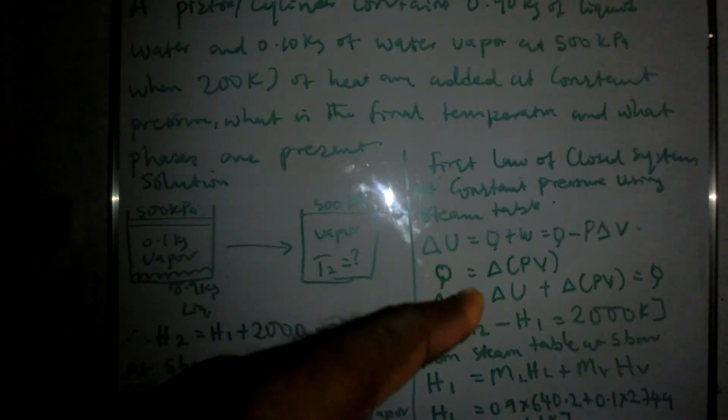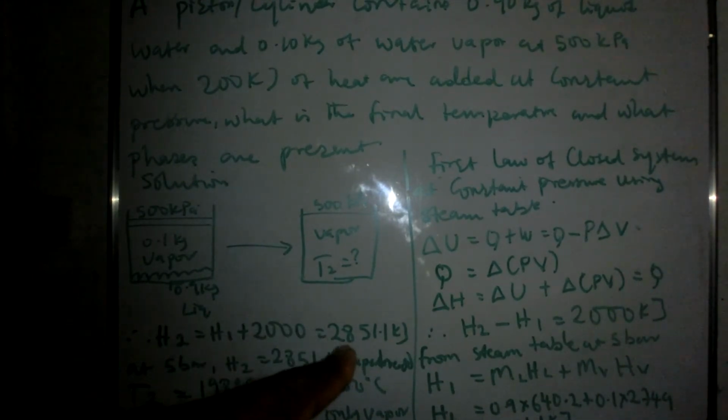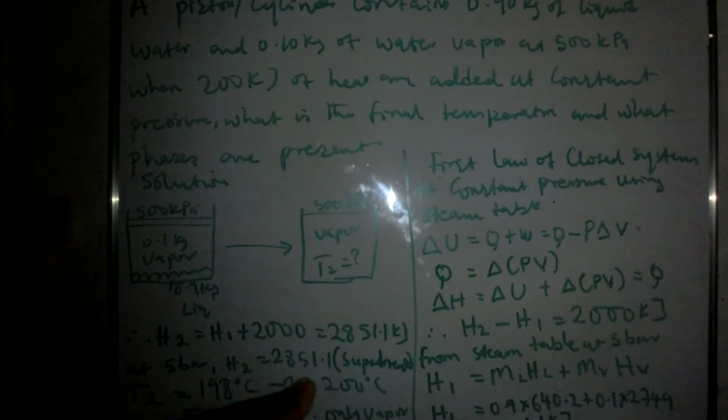So in essence, for this calculation, you center mostly here where you have H2 minus H1 equal to 2000. Use your steam table to find the various enthalpies, multiply out, and you get it. Then whatever you get, add it to 2000 so that you get the final enthalpy. Then with what you get there, go back to the steam table and locate the temperature.